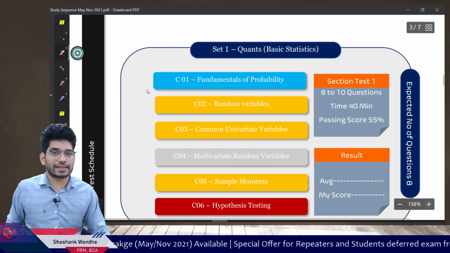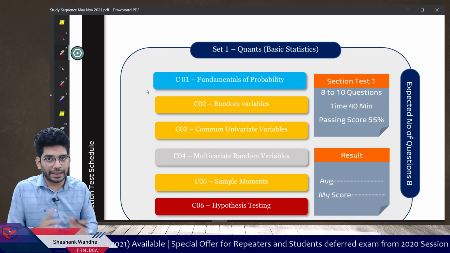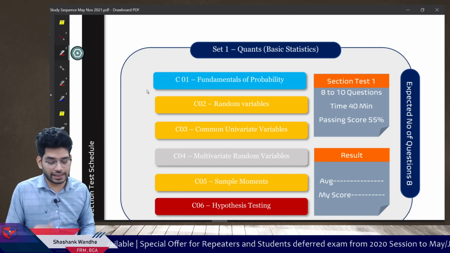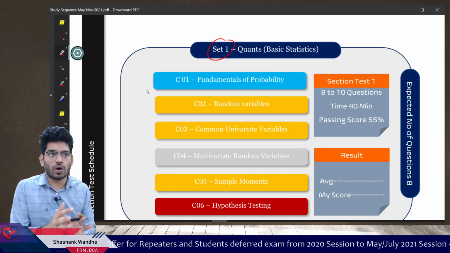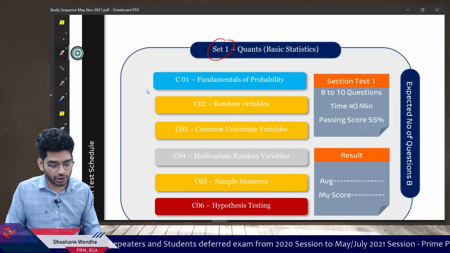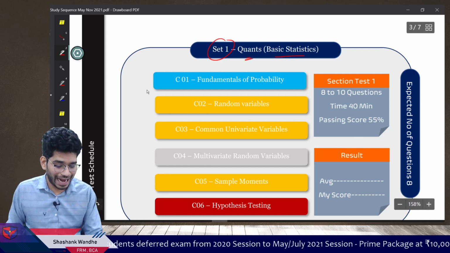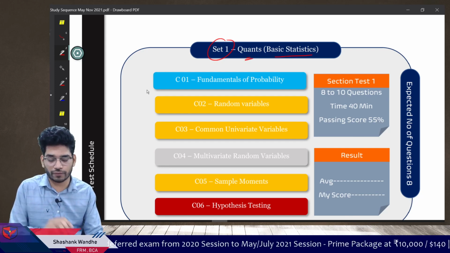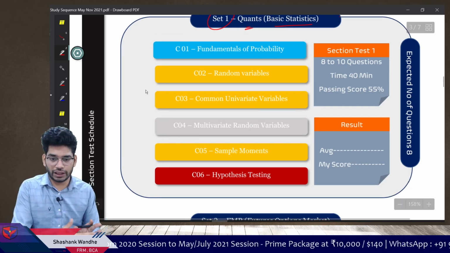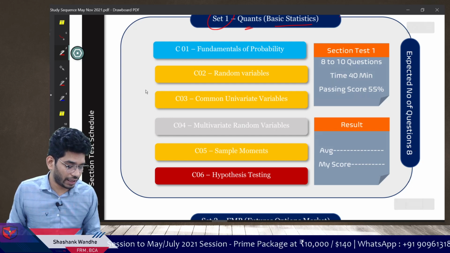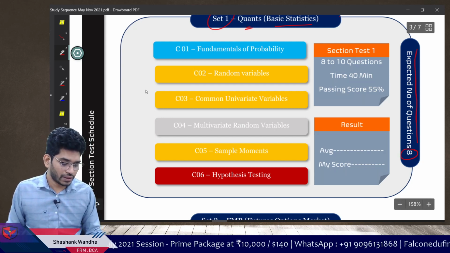Now this is your first set. For 2021, we have divided the complete syllabus into 10 segments, 10 sets. We are calling it a set, and a set is either subject wise or topic wise. Here we have set 1, which is for the quants, and it covers the basic statistics parts of the quants. In this particular set, we have key information related to the expected number of questions, which is given here in this order.